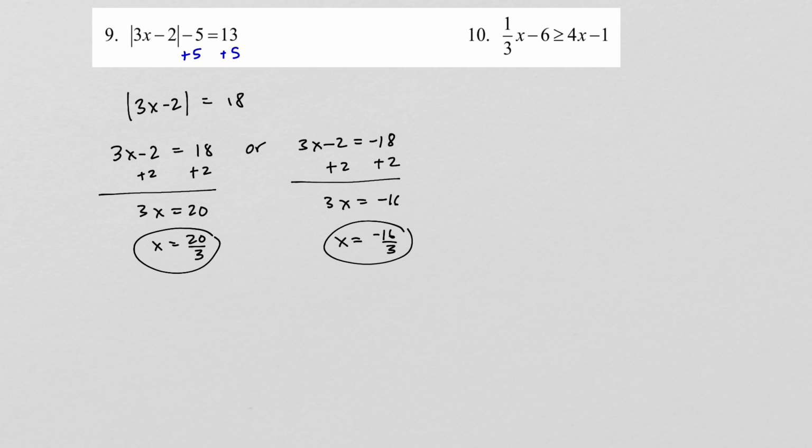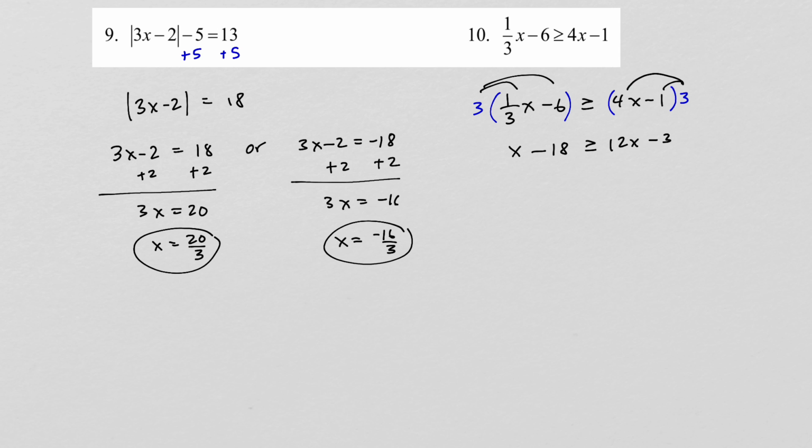In the next problem, we just have a linear inequality. We have 1/3 x minus 6 is greater than or equal to 4x minus 1. To solve this, first of all, I'm just going to get rid of the fractions because when you don't have fractions, everything is a little bit easier. So 3 times 1/3 x is x. 3 times negative 6 is negative 18. On the other side, 3 times 4x is 12x, and 3 times negative 1 is negative 3.